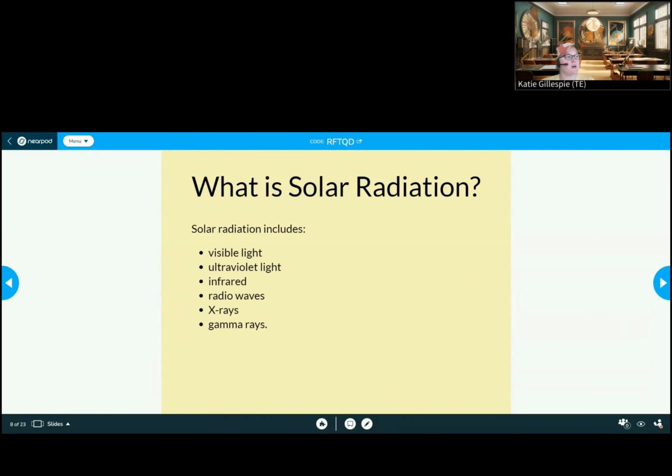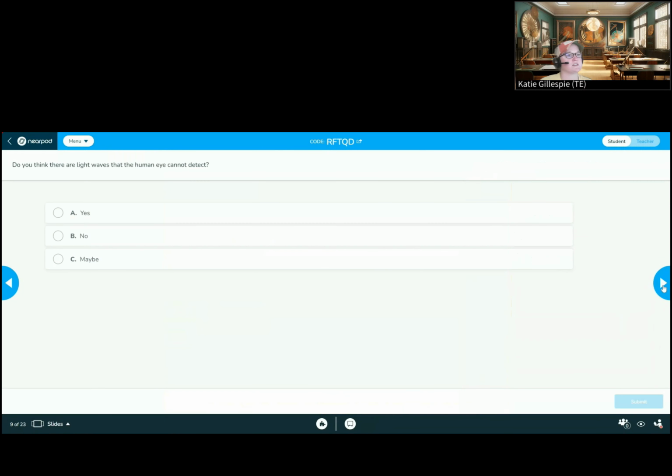So also nebulas and other galaxies give off these last three right here: radio waves, X-rays, and gamma. Those are bad gamma rays. Okay, think of the Hulk. What transformed him into the Hulk, right, was gamma radiation. So these are all of the things that exist within solar radiation, not just that visible light.